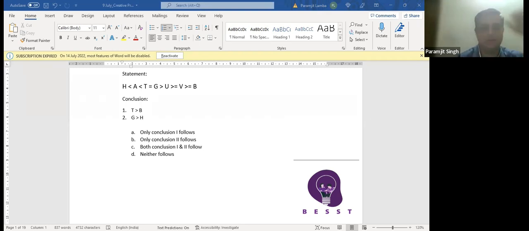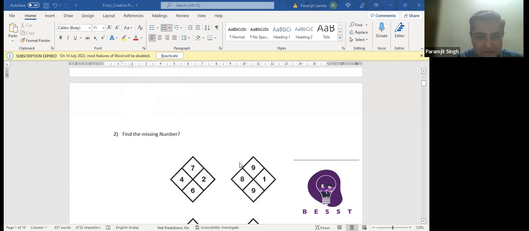Good, yes. So C is the correct answer because, yes, Prakhar, option C is correct. T is greater than B because T is equal to G, and G is greater than U. So anything that follows, T is greater than that. And similarly in the reverse order, T is greater than A, and everything which follows on the left of A, T will be greater than that. So T is greater than B, and G is greater than H, because T is greater than H and T is equal to G, therefore G is greater than H.